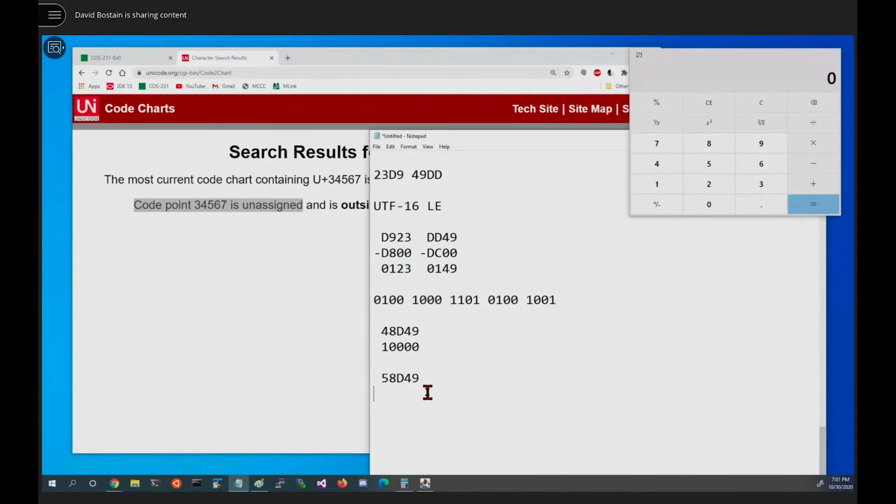Everybody reasonably okay with that? Thanks, Joseph. Thanks, Zachary. Thanks, Alexander. Thanks, Nicholas. Okay, we got a bunch of people that are becoming comfortable with this. Does anybody else need to see anything else having to do with surrogate pairs?